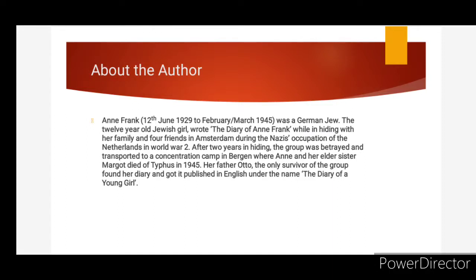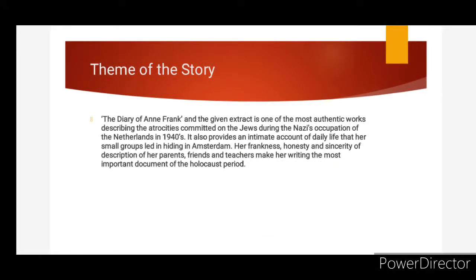Her father, Otto Frank, the only survivor of the group, found her diary and got it published in English under the name The Diary of a Young Girl. Let's have a look at the theme of the story.